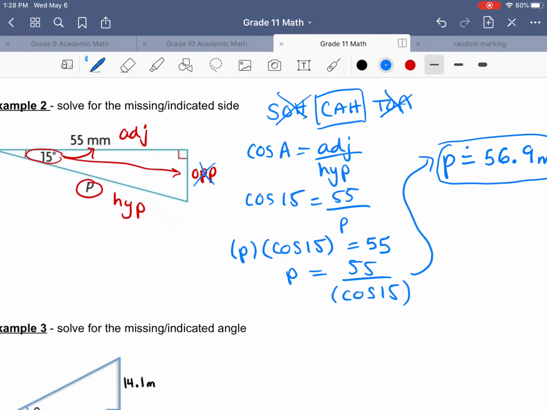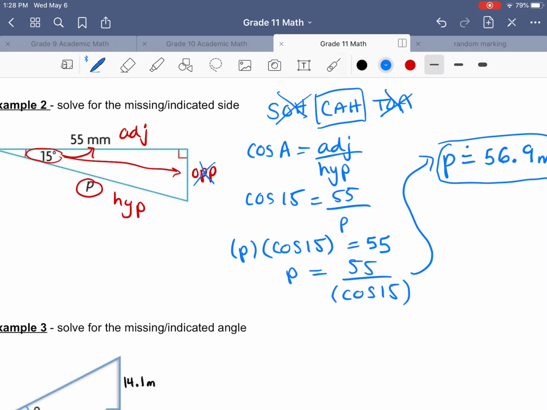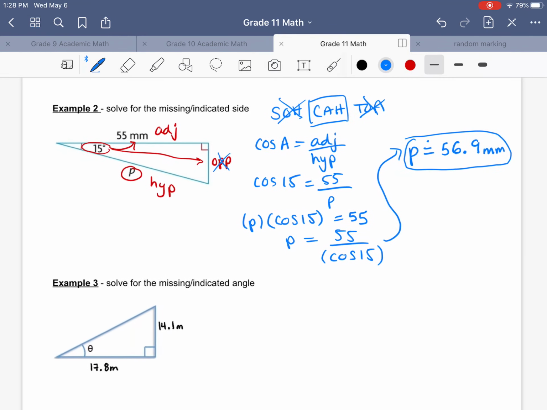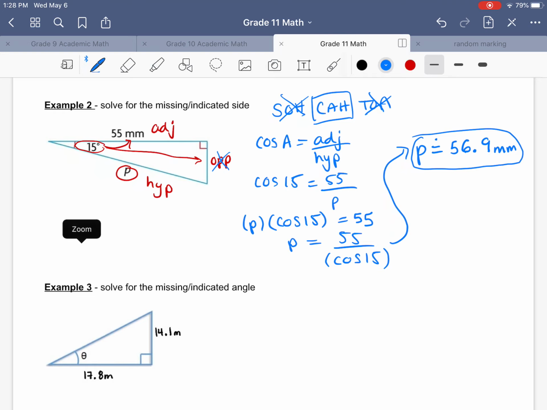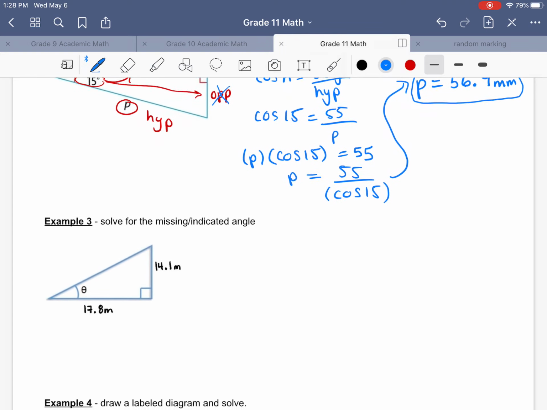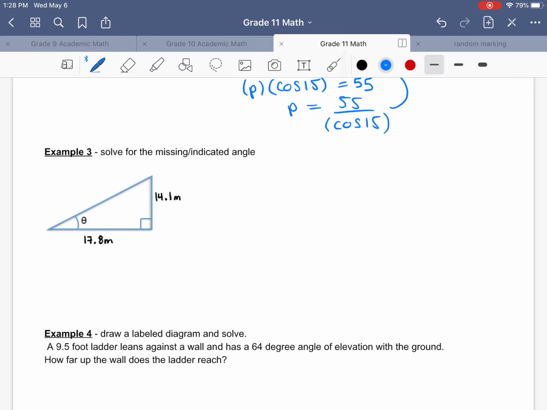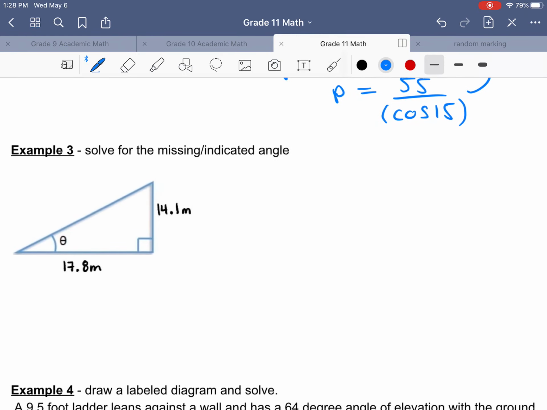Let's do another example where we are going to be solving for a missing angle. So in example 3, again, even less labels than we had before. We have 2 sides and then we have our missing angle.